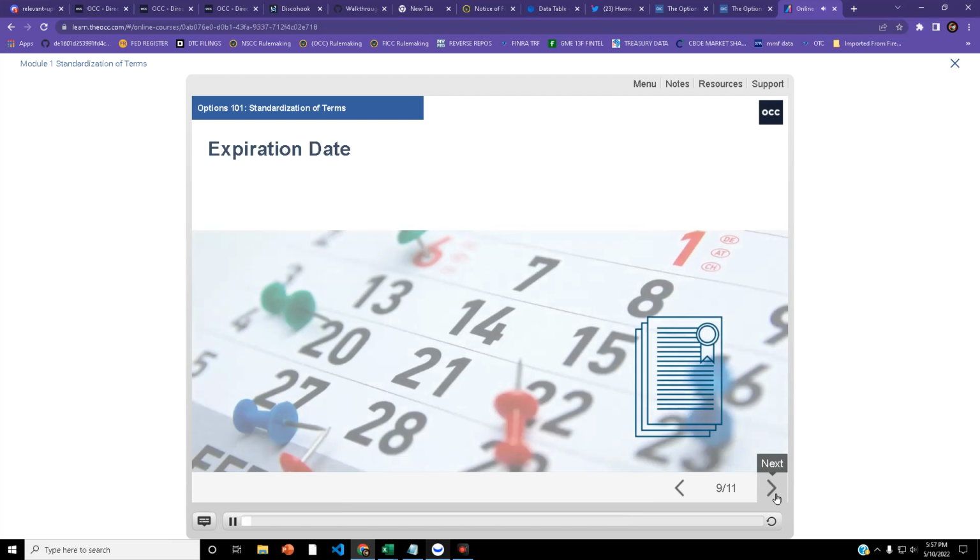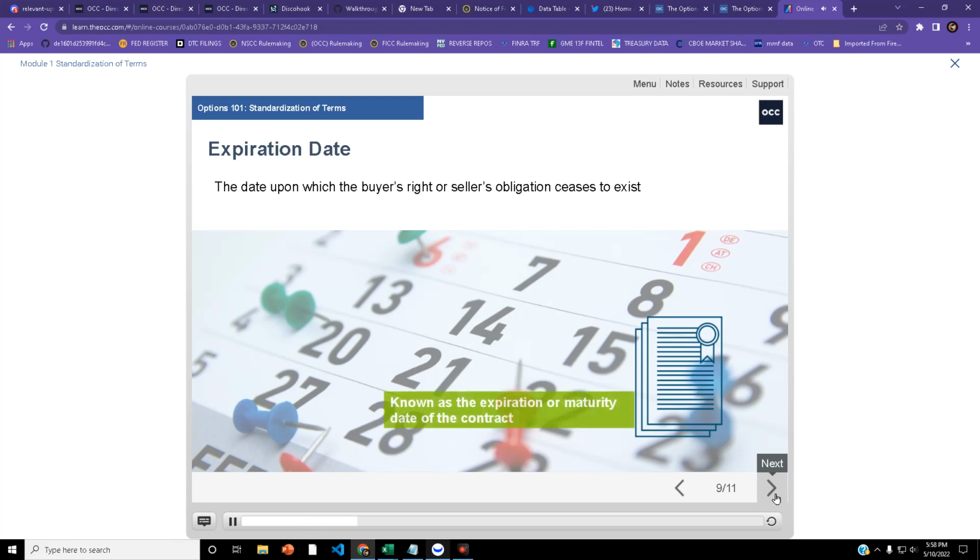As options are contracts, it stands to reason that, like most contracts, they have an expiration date. Simply put, the right of the buyer or the obligation of the seller only exists during the life of the contract, and up until the point at which the contract ceases to exist. This is known as the expiration or maturity date of the contract.